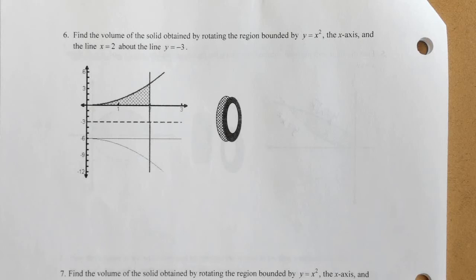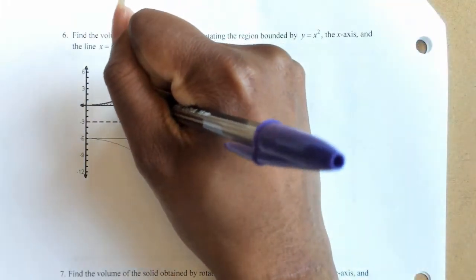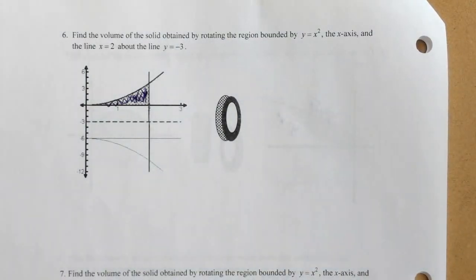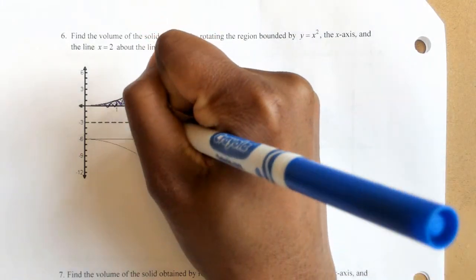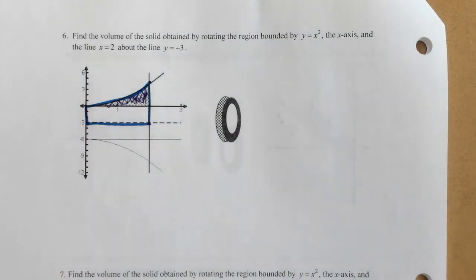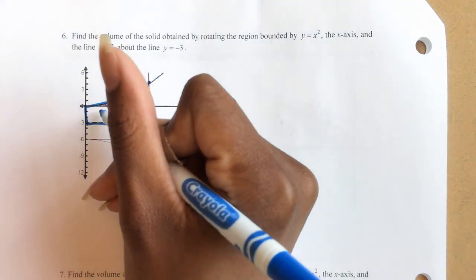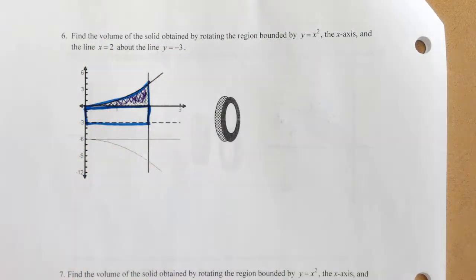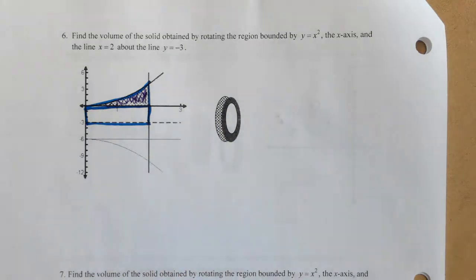So now for this problem, the difference is this is the space that we're rotating, but the entire space that's being rotated is this space here. Okay, so this is going to cause that empty space right in here. This little space in here is going to cause that opening.